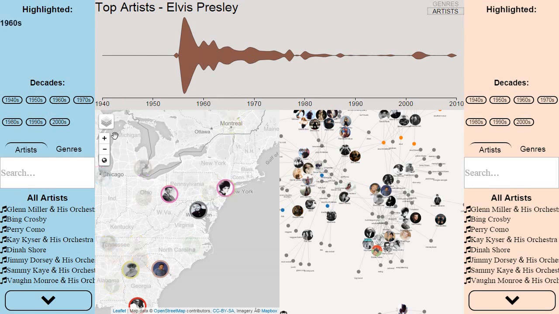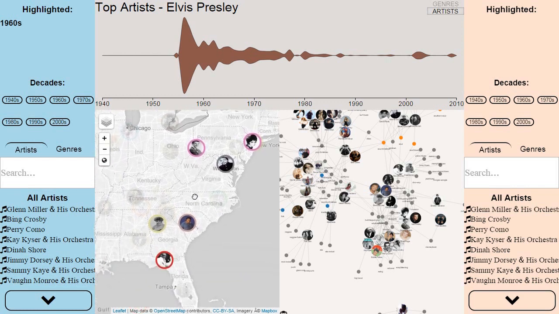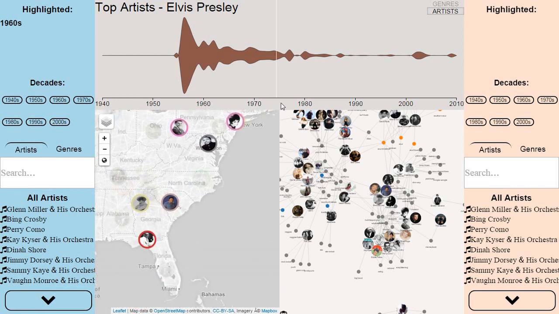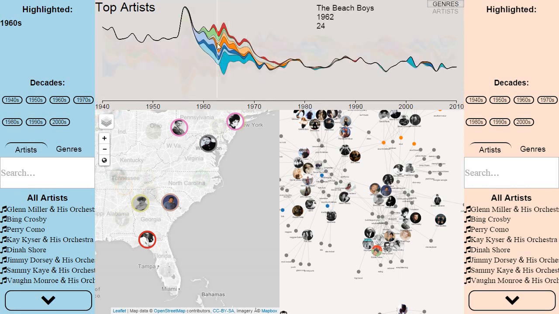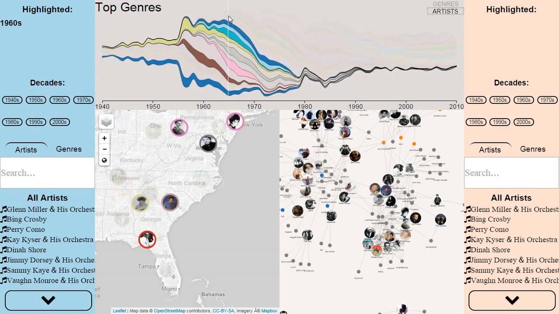In this application, the user can select, for instance, a particular decade, such as the 1960s, and what happens is that on the map, only the artists from that period get highlighted, and also in the timeline, we see the best artists of the 1960s, and of course there are the Beatles, and also the best genres of that period get highlighted, and of course we have the British invasion.